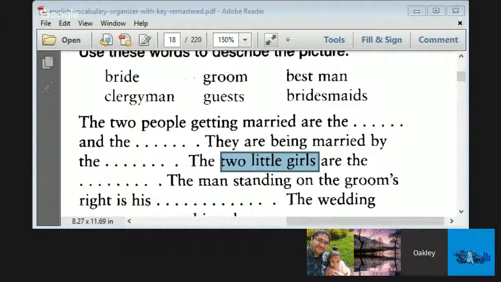Again, some people have a civil ceremony. They don't have bridesmaids. They don't have ushers. So there are definitely variations. Each wedding is somewhat unique.